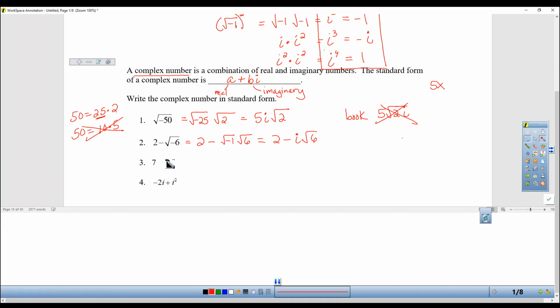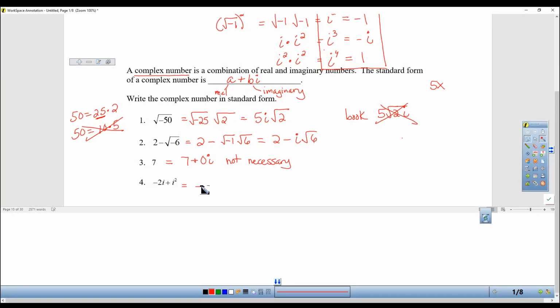So the 7 already is simplified, but if they want you to write it as a complex number, you could write it as 7 plus 0i, but that is not necessary. It's already in a perfectly fine form.